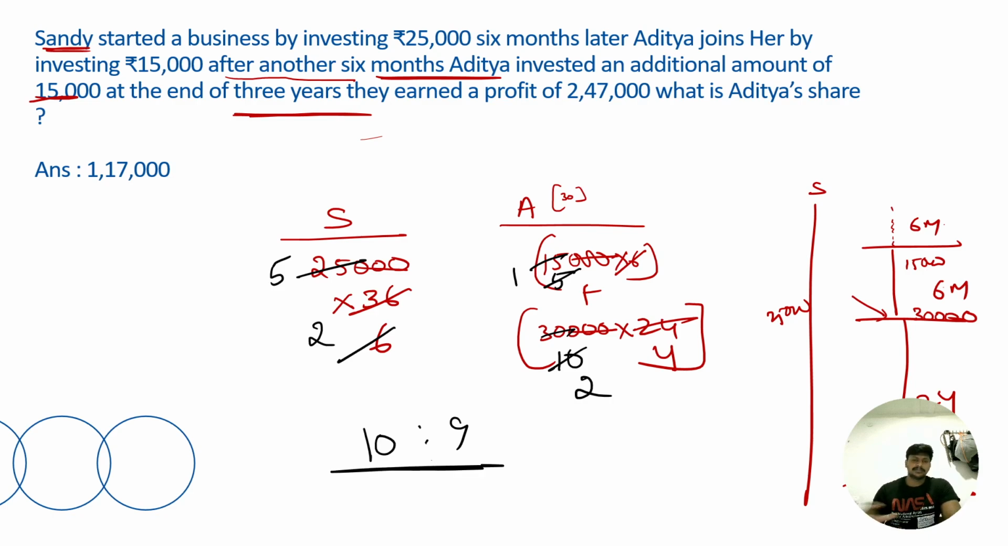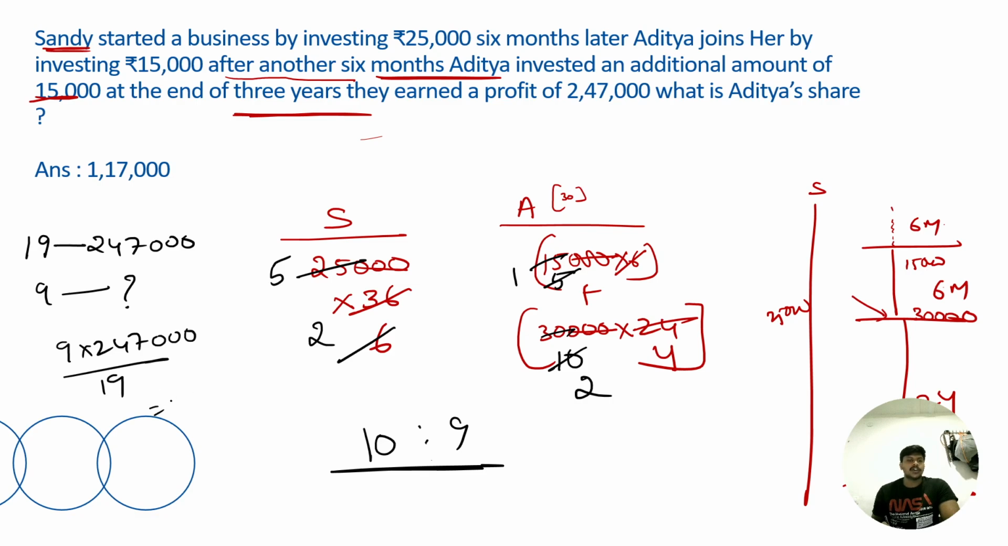Now the question comes, what is the total profit here? Sandy 10 units and Aditya 9 units. So together we're giving 19 units profit, but in the original case, total profit is 2,47,000. We need to find out Aditya's share. So 9 value is equal to how much? 9 into 2,47,000 by 19. Simplify, you will get 1,17,000.